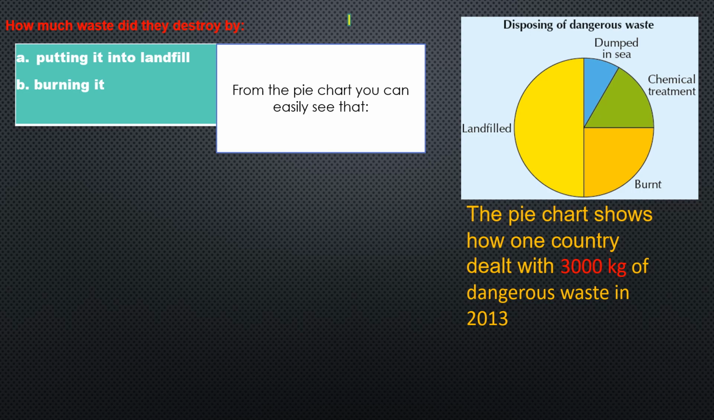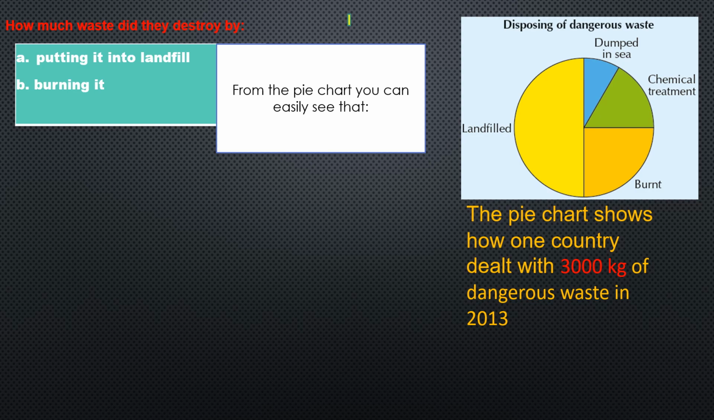This is another exercise. It shows you both fractions which are easily read and fractions which are not read easily. If you look at the pie chart, you can see that the total number as given in the title is 3,000 kilograms of dangerous waste in 2013.